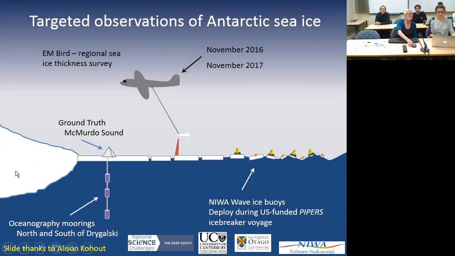Here we've got an ice shelf, and close to the ice shelf, we will have or already have oceanographic moorings. We're also going to be doing some ground truth there. I'll look at how we intend to fly over and measure sea ice thickness. And then, thanks to our friends in the US program, we have a collaboration with the Pipers icebreaker cruise that is currently in Antarctica at the moment. And so we'll look at some of the work that's being done through collaboration with them.